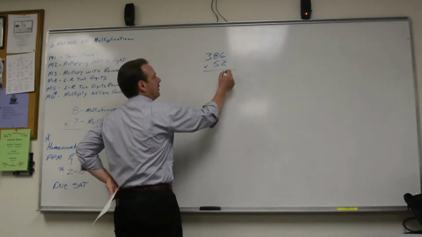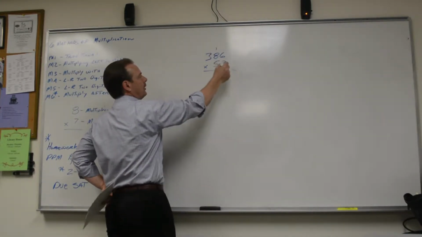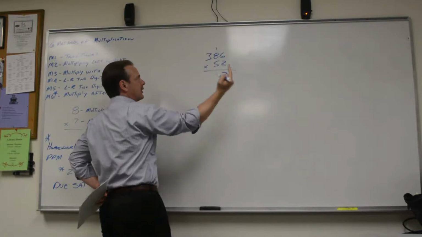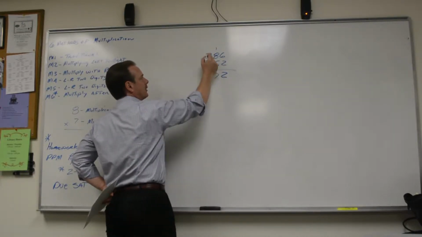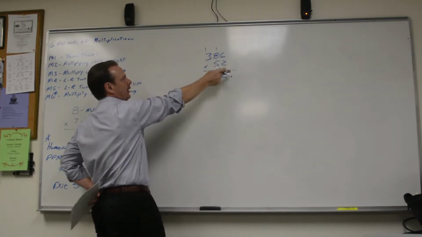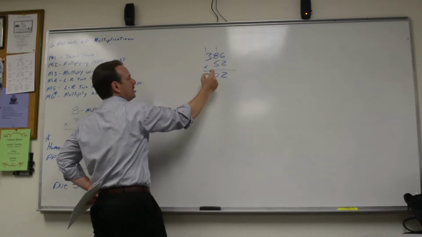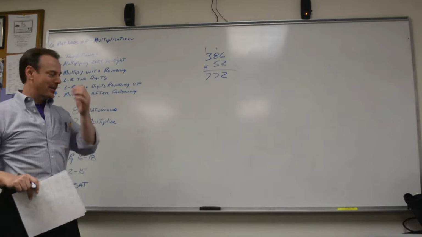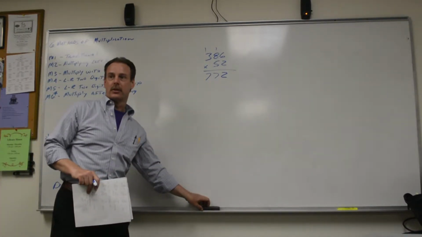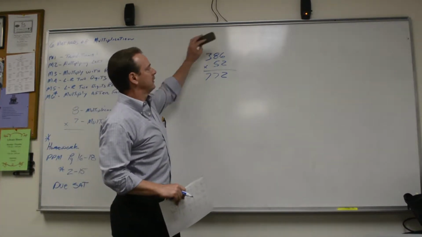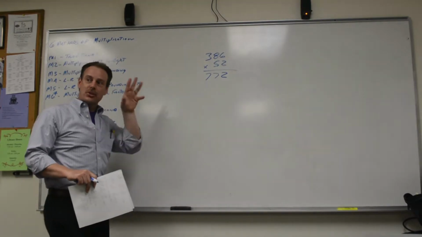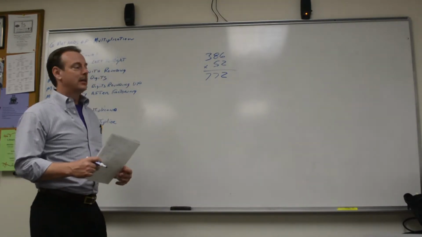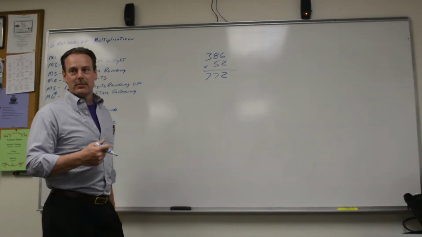2 times 6 is going to be 12. 12 with the 1 there. 2 times 8 is 16 plus 1 is 17. 17, put the 1 there. 7 there, 1 there. 2 times 3 is 6 plus 1 is 7. Okay? Here's what I like to do because I find that this causes problems. Take these away after you do them. A lot of times you get confused. You could cross them out. I just erase them. It's easier that way.